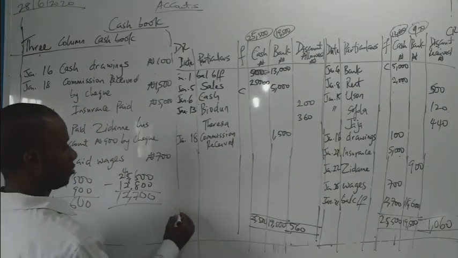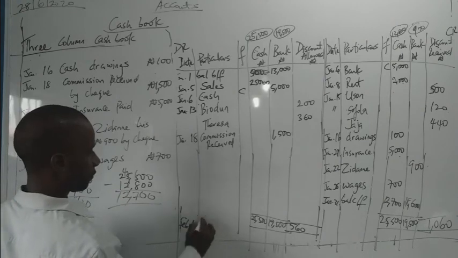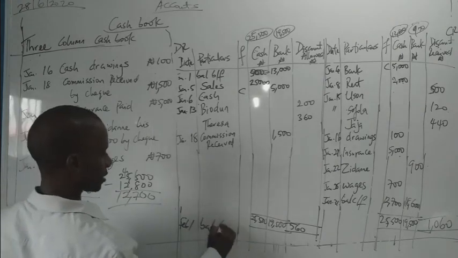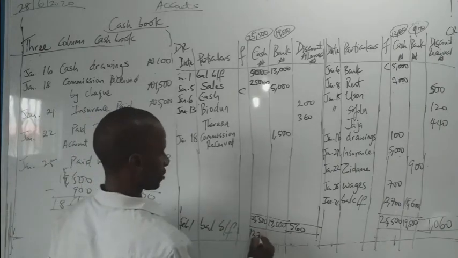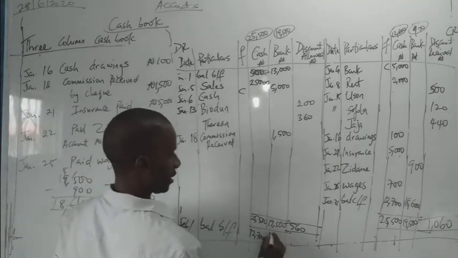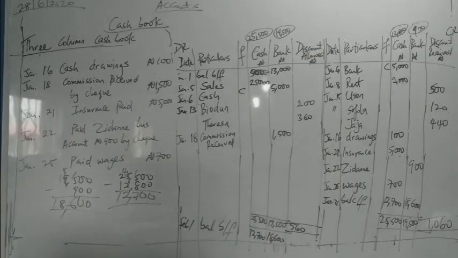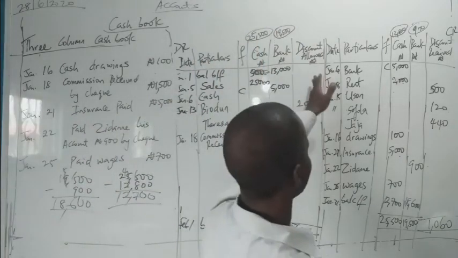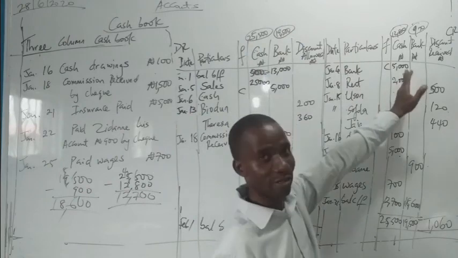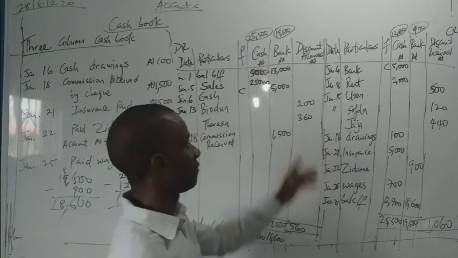Then we will now come February 1st. February 1st, opening balance will come under here. Cash 12,700. Here, bank 18,600. So that's it for the 3 column. Looking at it, remember, cash, bank, discount allowed. Then on the credit side, cash, bank, discount received.